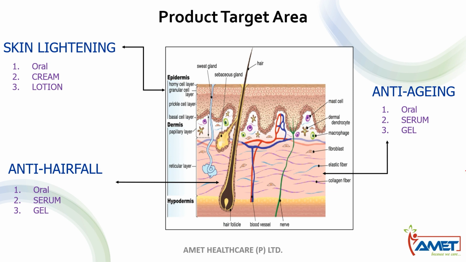If we summarize, the skin has three layers: epidermis, dermis, and hypodermis. The epidermis has five layers and four cells, and the dermis has two layers.